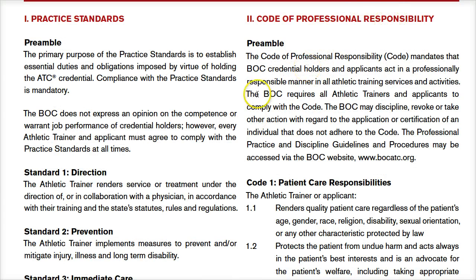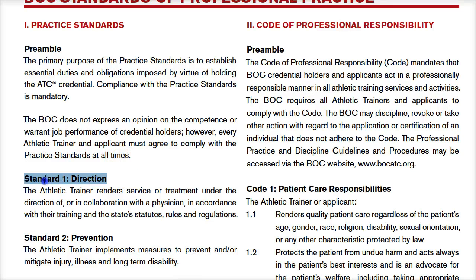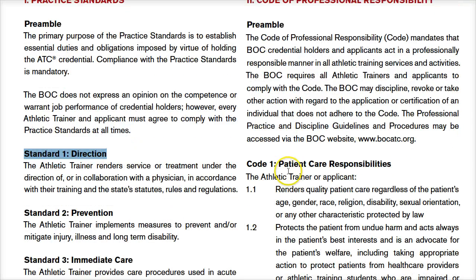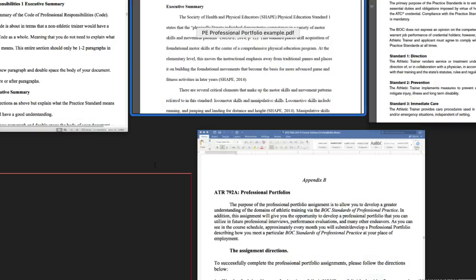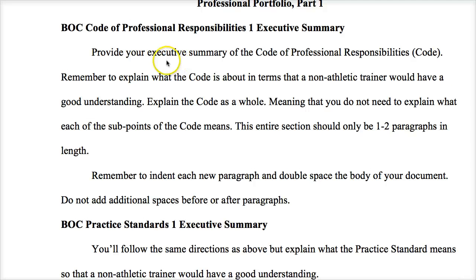Codes of Professional Responsibility. Sorry about that. So in our first portfolio, you're going to do Practice Standard 1, which is direction. And then you're going to do Code 1, care of patient care responsibilities. So in our executive summary here, what you're going to do is provide a summary of the Code of Professional Responsibility, explain what that code means so that a non-athletic trainer can understand it.